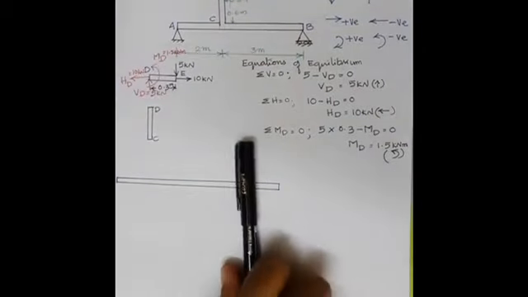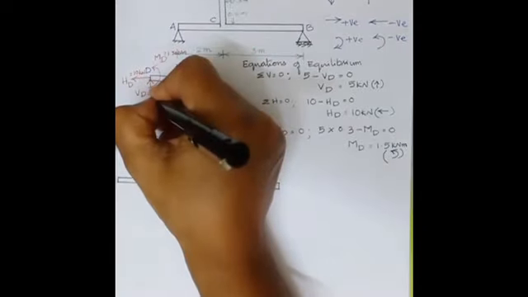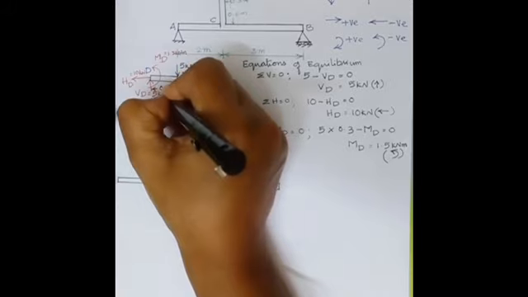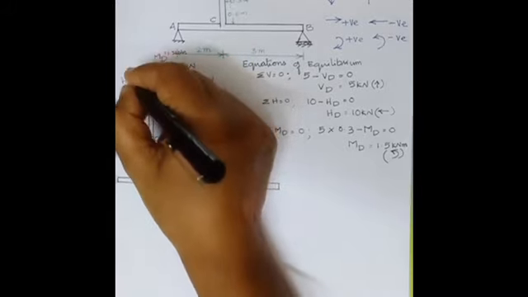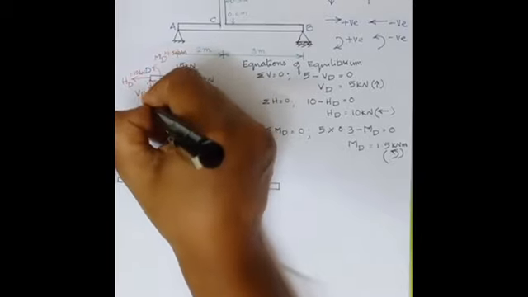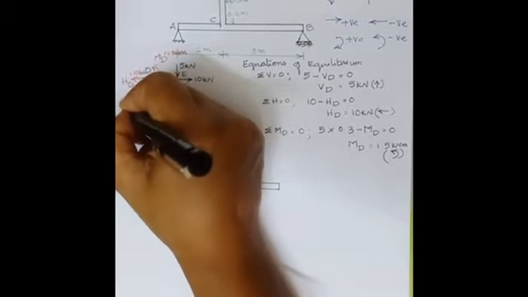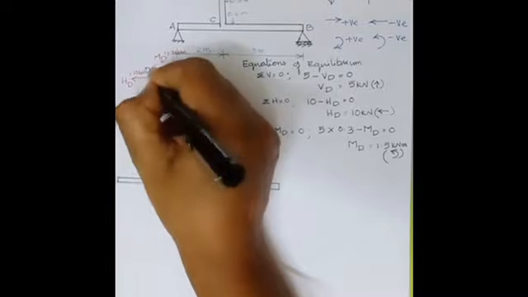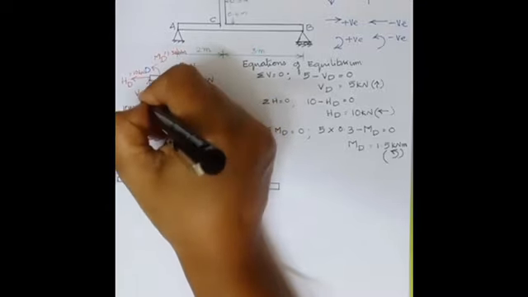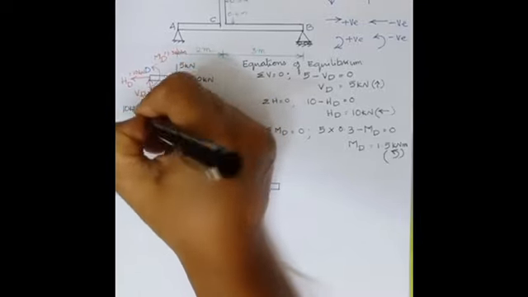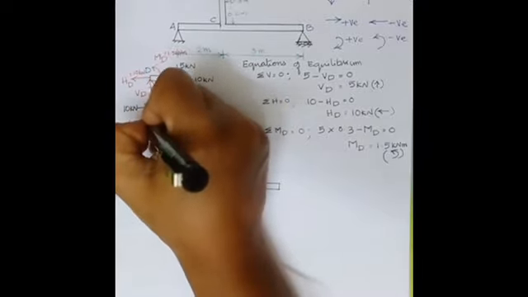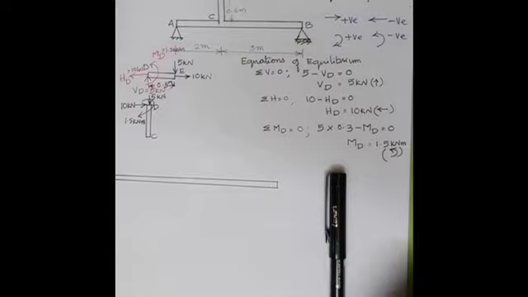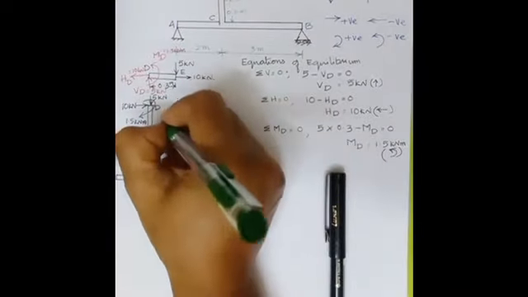Now I can draw the known forces in black. This is equal to 5 kilonewton acting downwards. Since it is acting upwards, the reaction will be downwards. This 10 kilonewton is acting towards the left, so the reaction will be towards the right, 10 kilonewton. This moment at MD is anti-clockwise, so the reaction will be clockwise, 1.5 kilonewton meter. Okay. Now this distance is given as 0.6 meter.